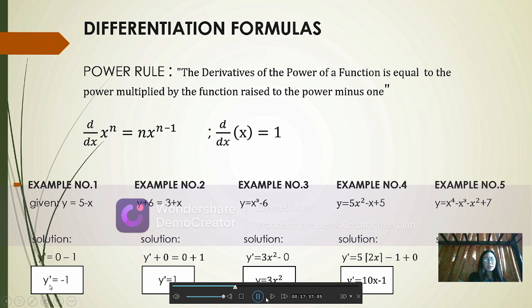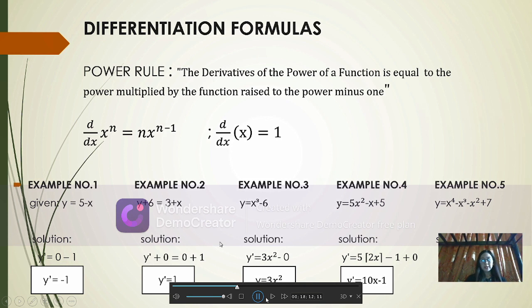So, example number 2. y plus 6 is equal to 3 plus x. So, solution naman natin is y prime plus 0 is equal to 0 plus 1. So, dito, nakita naman natin sa y plus 6, gawin natin 0 yung 6. Then, equals to 3 plus x. So, yung 3 na to, gagawin naman natin siyang 0. Kasi, constant siya. And, kaya, y prime is equal to 1.